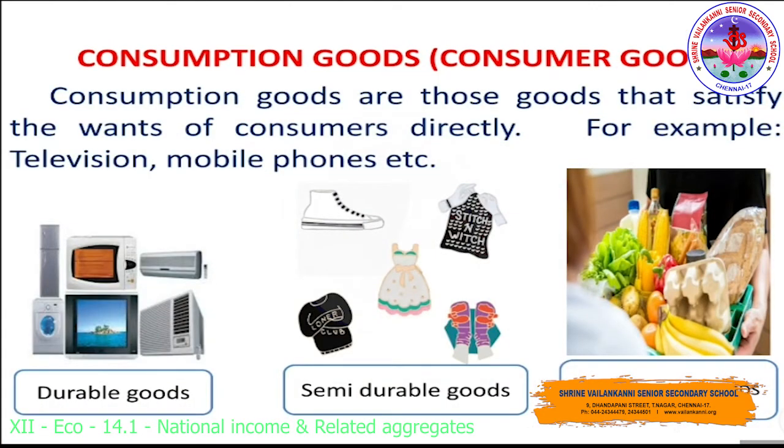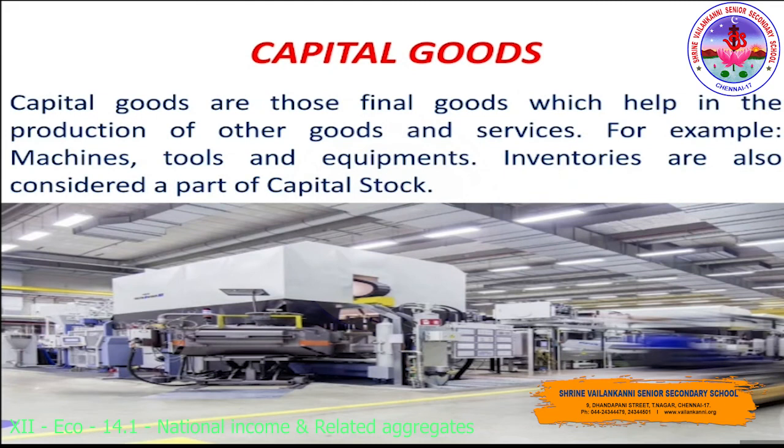Now, consumption goods, that is consumer goods. Consumption goods are those goods that satisfy the wants of the consumer directly, for example, television, mobile phones, etc. Now, capital goods. What are capital goods? Capital goods are final goods which help in the production of other goods and services, for example, machines, tools and equipment. Inventories are also considered a part of capital stock.